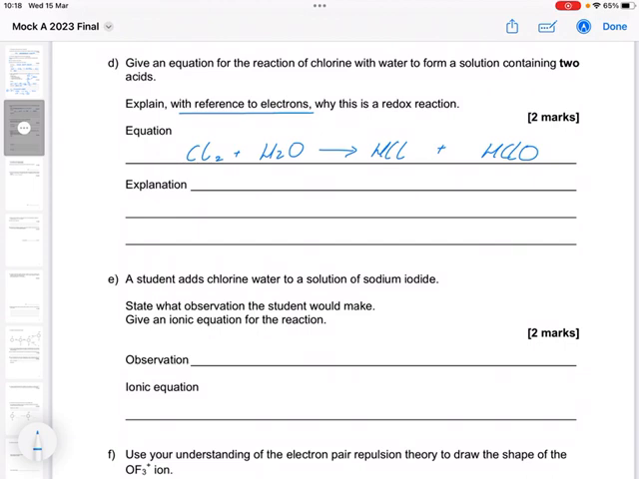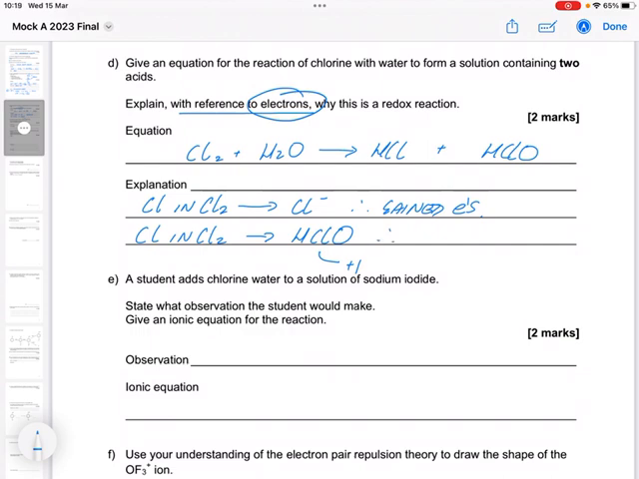So one of the Cl's in Cl2 forms HCl, or probably more accurately Cl-. So Cl- has gained electrons. Okay, remember a reference to electrons. And then the other Cl in Cl2 forms HClO. This has an oxidation number of +1. Therefore this has lost electrons.